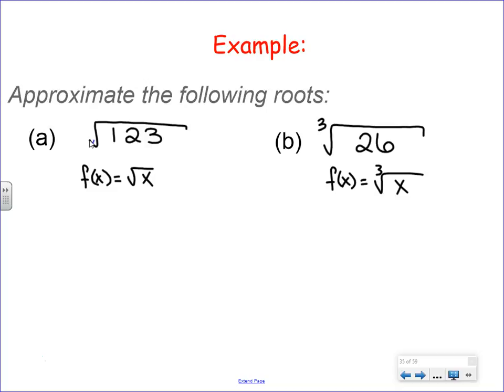Where would I want to center a tangent line if I'm trying to get the best approximation that I can with what we know right now, which is just a linear approximation? F prime of 11. I am going to do f prime, but we need to make a plan first. Where are we trying to center this? What is close to 123? 121. So I could do 11.